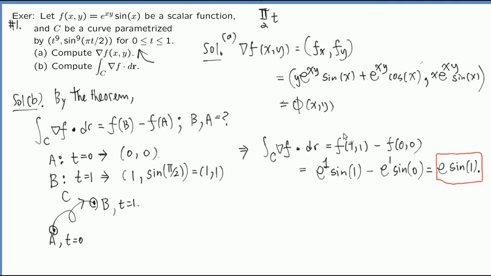So, here is the connection. This is the magic in here. This is equal to the difference of the values. If we evaluate at 1, 1, here is the scalar function: there is e to the first, and sine 1, minus the value at 0, 0, sine 0, 0. So that's just this value, right?